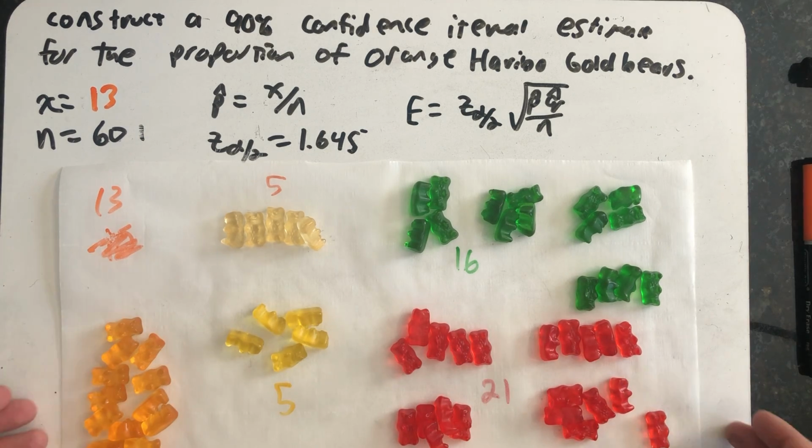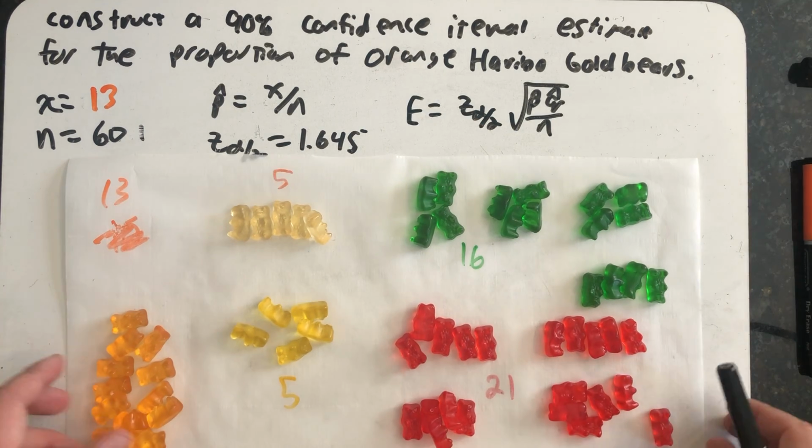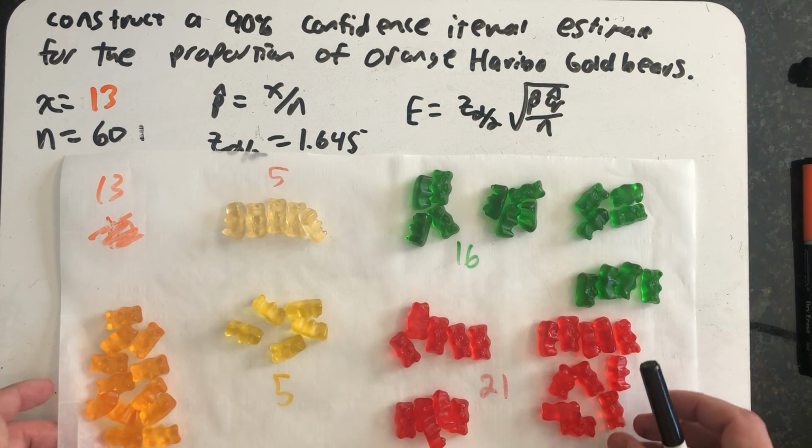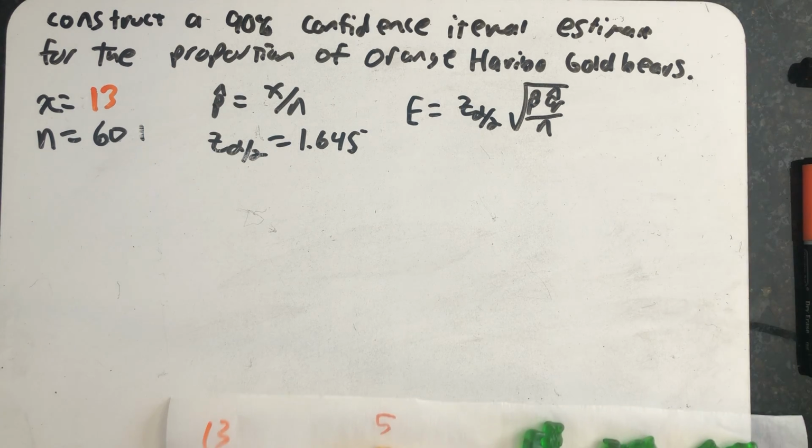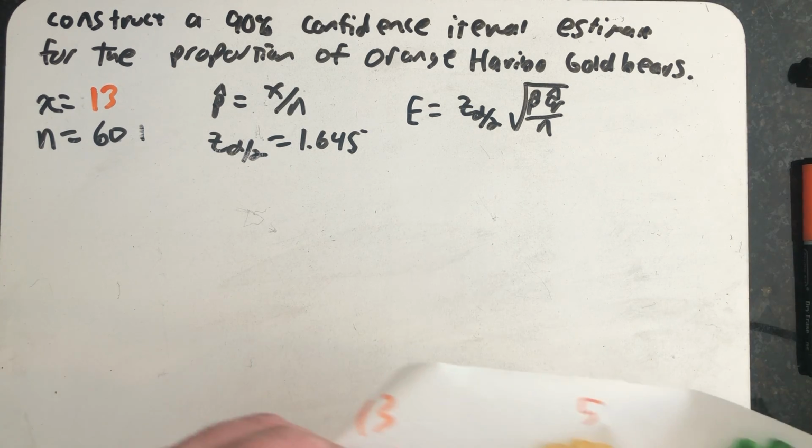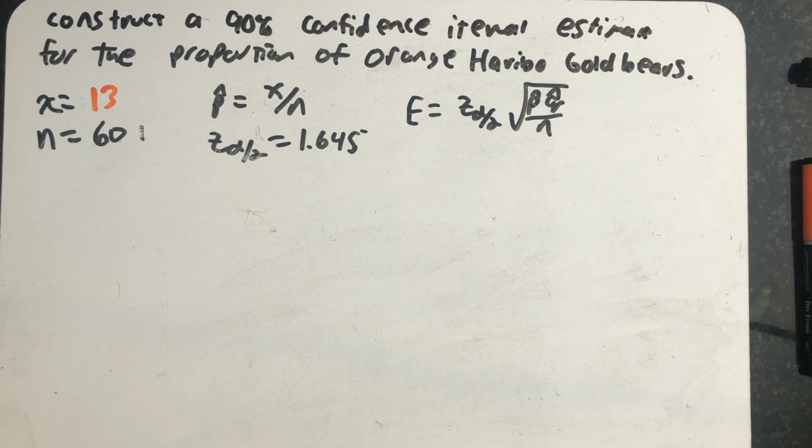All right, so I have my data here. I've got everything I need summarized here. I need to calculate a sample proportion. So I'll save these for later. And we'll construct our confidence interval.